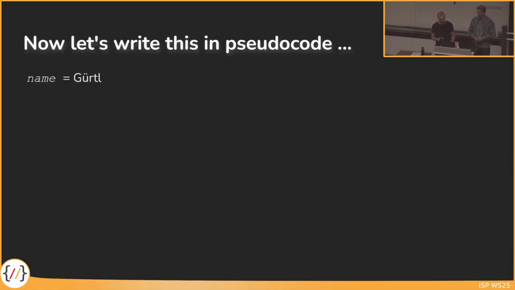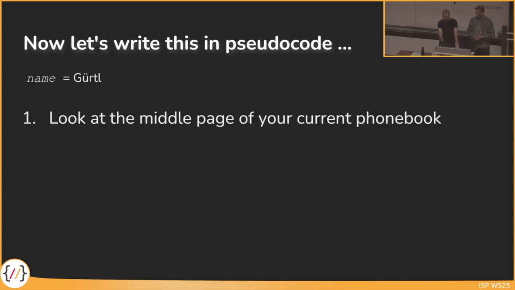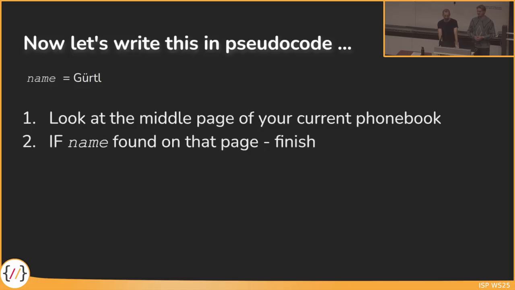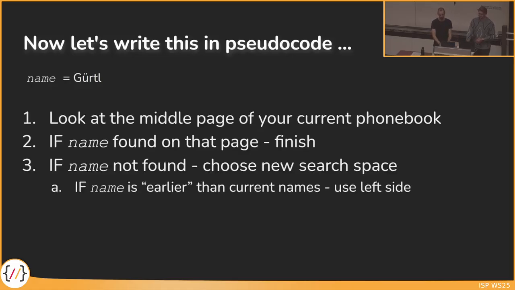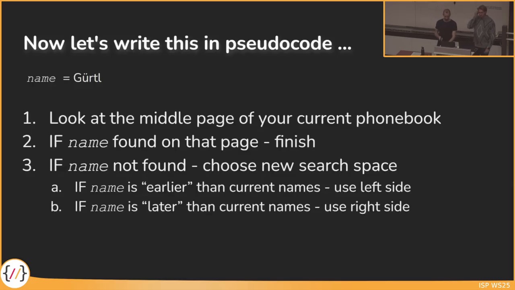So let's go through that in pseudocode once again. We have our name. What we have done is we looked at the middle page of our current phone book. If we found the name on that page, we are already finished. If the name was not found, we choose our new search space. So if the name was earlier, then we use the left side. If the name is later in the alphabet, we use the right side. And then we go back to step 1 and again look at the middle page of the current phone book and see if the name is here and so on.